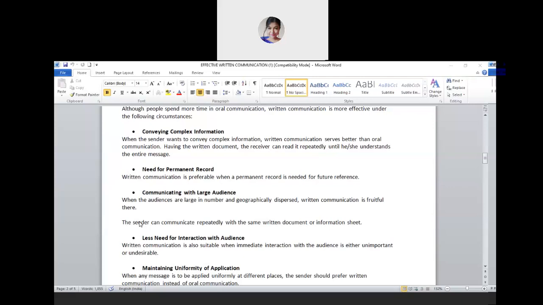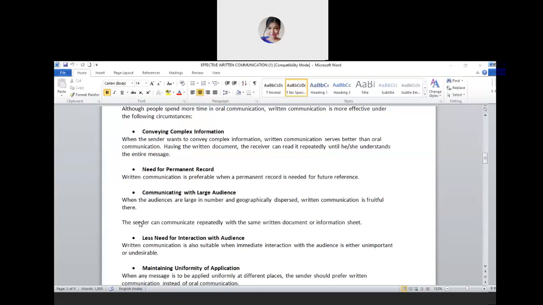So written communication is preferred if you need to keep a permanent record, because in case of oral communication, people forget, isn't it? And if you are the one who has shared the message, who has provided the information orally, you might also later on forget what were the points that you have mentioned. You might forget the entire thing or maybe half of the thing. So that is why, to maintain permanent records, written communication is the best way of communicating.